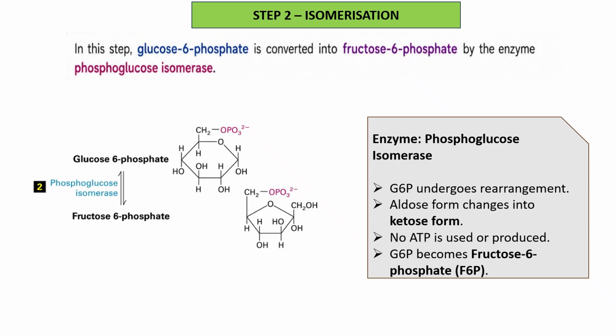In this step, the aldehyde group of glucose 6-phosphate is rearranged to form the ketone group of fructose 6-phosphate. The fructose 6-phosphate is changed from glucose 6-phosphate. The phosphate group remains attached to the sixth carbon and the molecule still contains 6 carbon atoms. No ATP is consumed or produced in this step.